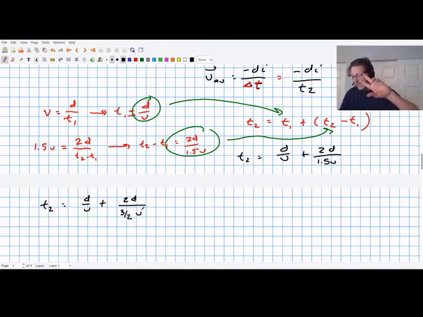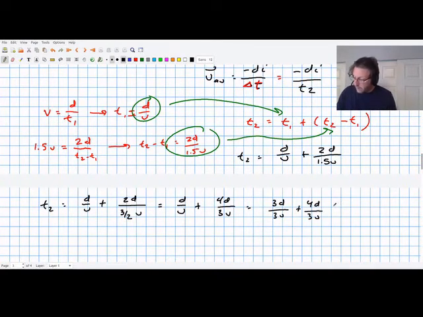And then I can flip that over to get d over v plus 4d over 3v. And then I can get a common denominator by multiplying the left one by 3, and you get 3d over 3v plus 4d over 3v. And that becomes 7/3 d over v. So that is the total amount of time that it takes.